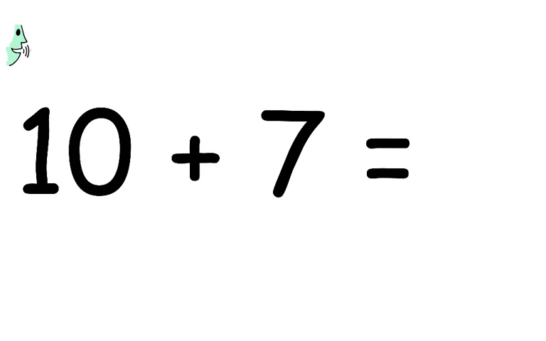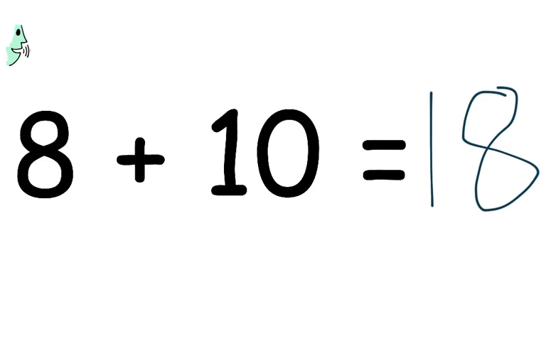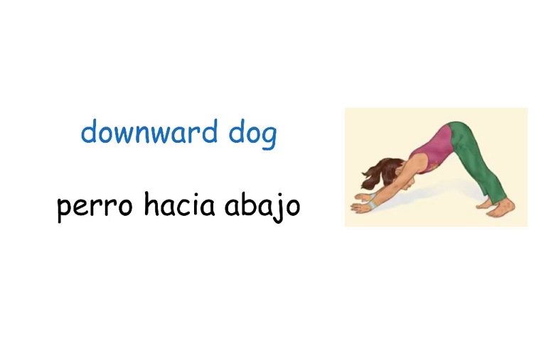Okay. 10 plus 7 equals 17. 8 plus 10 equals 18. 10 plus 4 equals 14. Downward dog. And 1, 2, 3, 4, 5, 6, 7, 8, 9, 10.